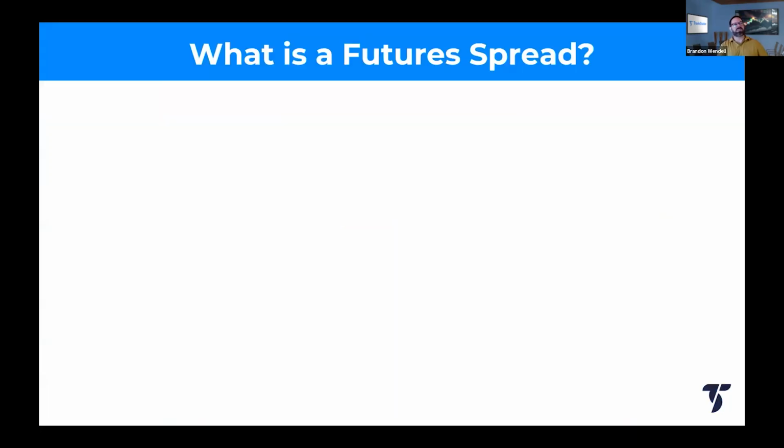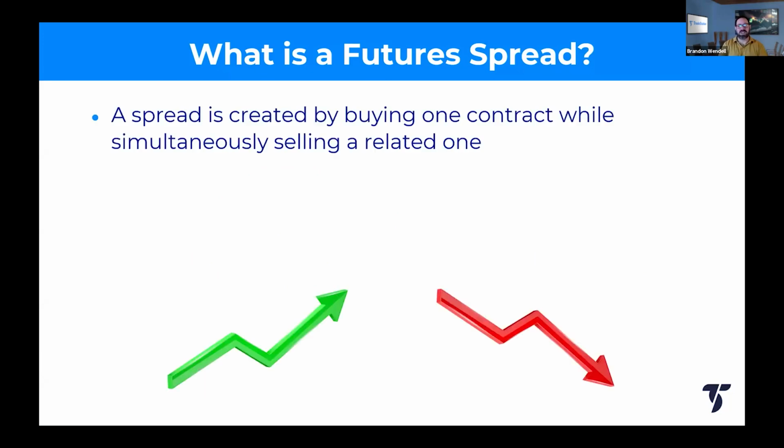So basically, what is a future spread? Well, I hinted at it already. A future spread is simply buying one contract while simultaneously selling a related contract. And related is the key word there. They have to be related either by being the same security with different months, such as crude oil May versus crude oil July, or they could be equity indexes, NASDAQ versus Dow. Those are related. So you're going to buy one and sell one at the same time.